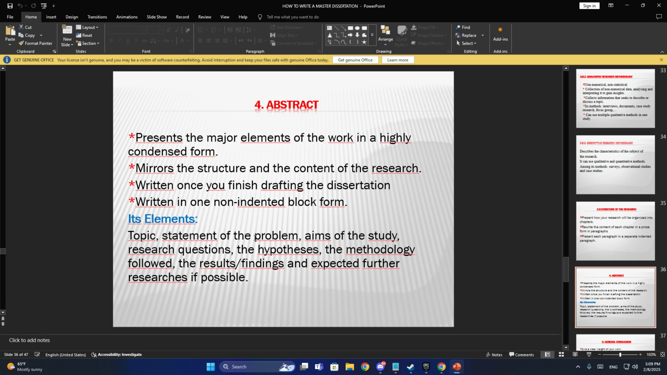I have to mention my topic. What is the topic of my dissertation? I go directly to the problem, the statement of the problem I have found through this literature review. What is the aim of my study? What are the research questions? I'm going to talk about the hypothesis, the methodology that I'm going to follow, my results, and expected further research if possible.